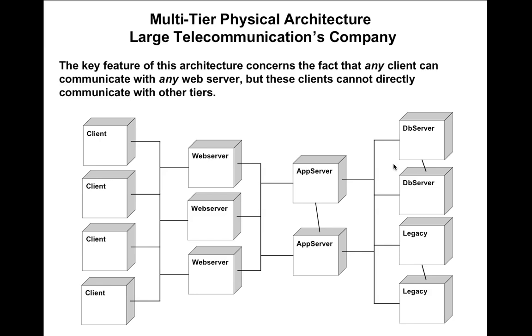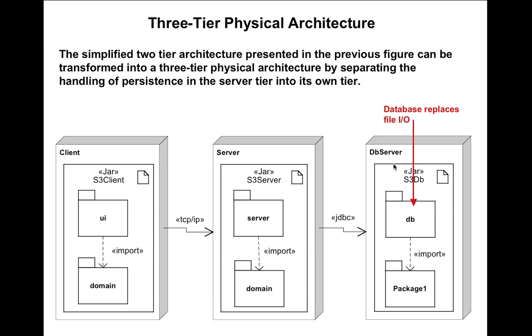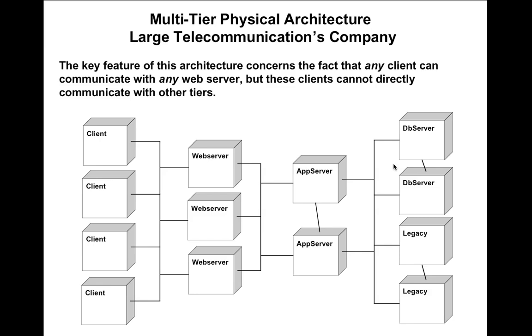So, here's a multi-tier physical architecture for a large telecommunication company. This application really can't be built out any further. We're looking at a three-tier, which is fairly decent. For your average small-time application, it is going to be a three-tiered kind of architecture. Look at something a little bit more complicated here. We could look at a larger one.